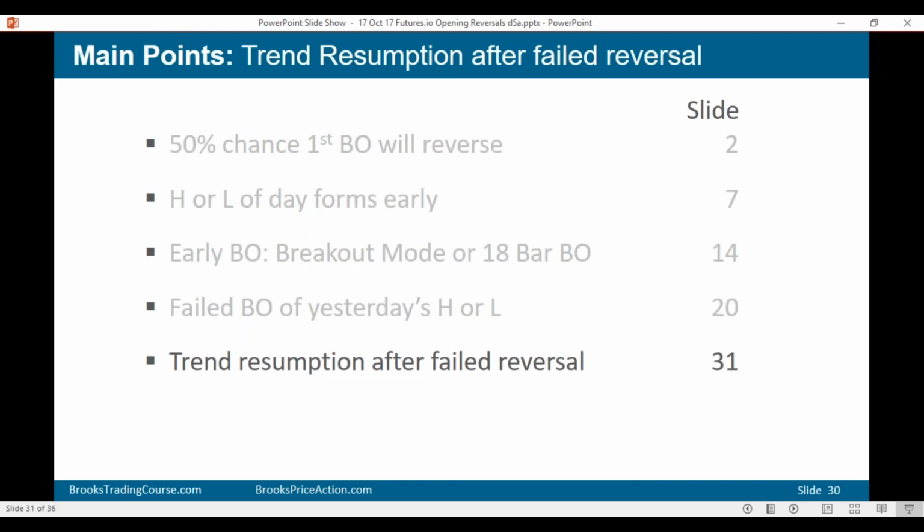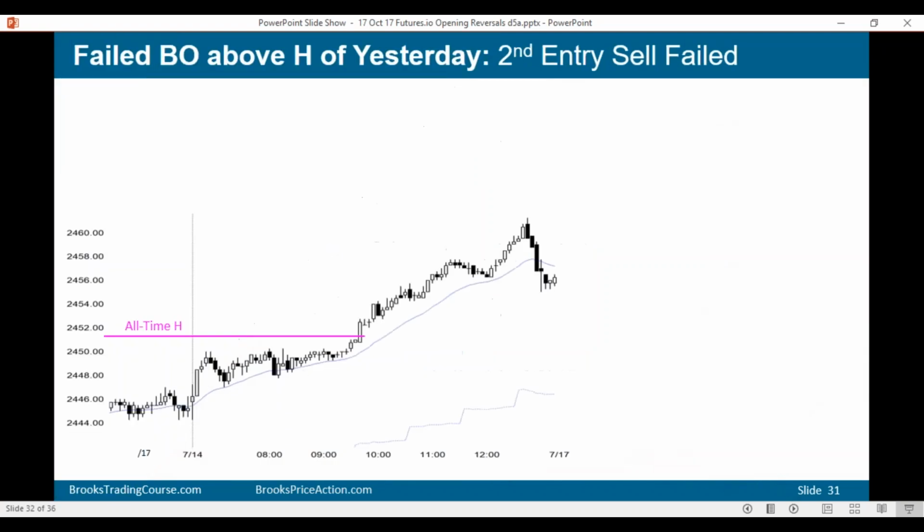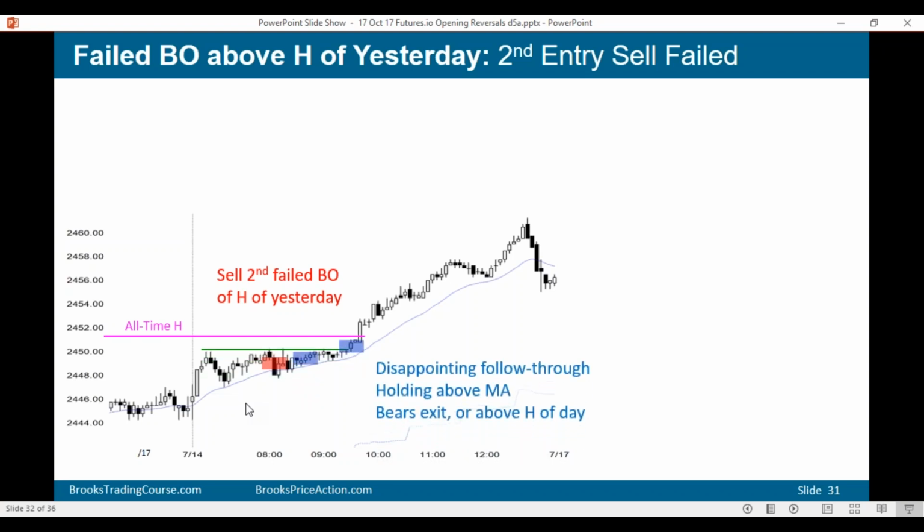Okay, I want to talk about one last thing before I take questions, and that is trend resumption after you get a failed reversal. So this is yesterday, we reversed down, and now we have a second reversal here or here. Let's say you took that short, what do you do? Well, we're holding above the moving average, now we have a triangle, 3 legs down, 1, pullback, 2, pullback, 3.